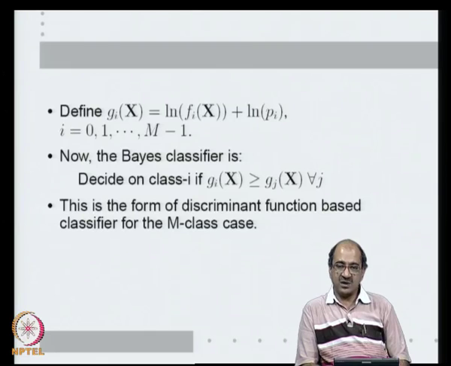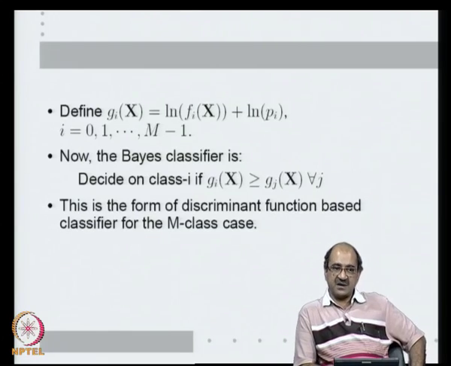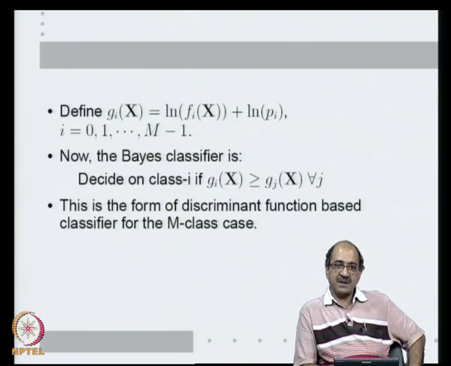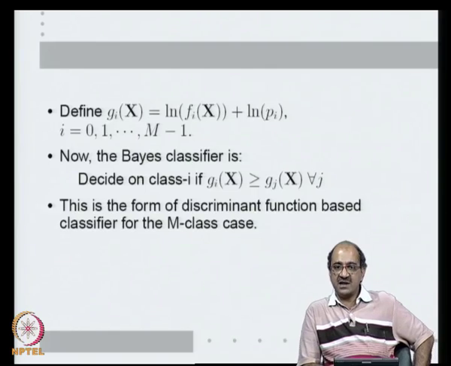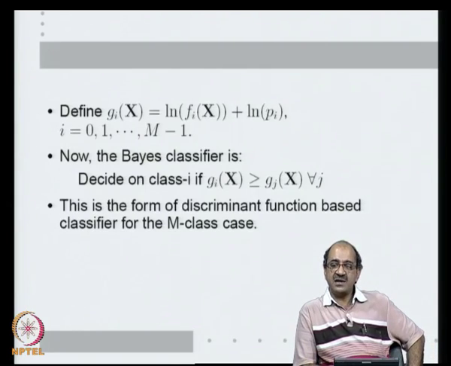General loss function 2 class case, 0-1 loss function for m class case. For example, the 0-1 loss function m class case gives you the same generic view of the Bayes classifier as the 2 class case. In the 2 class case, I calculate the 2 posterior probabilities, and whichever class has higher probability I put it in there. Even in m class, if I have the 0-1 loss function, all I have to do is to calculate all the posteriors, and whichever posterior probability is higher, I put it in that class.